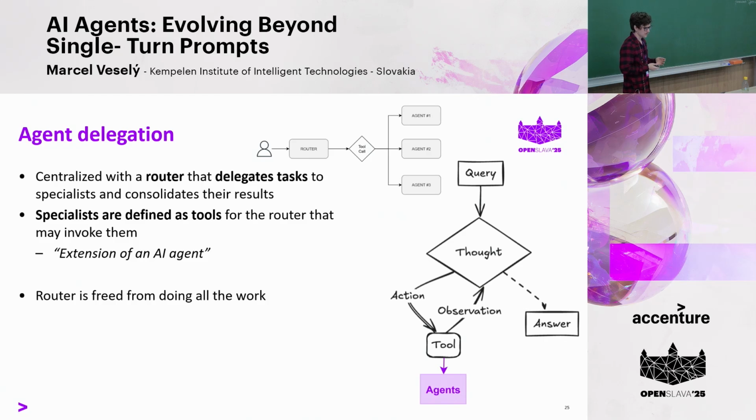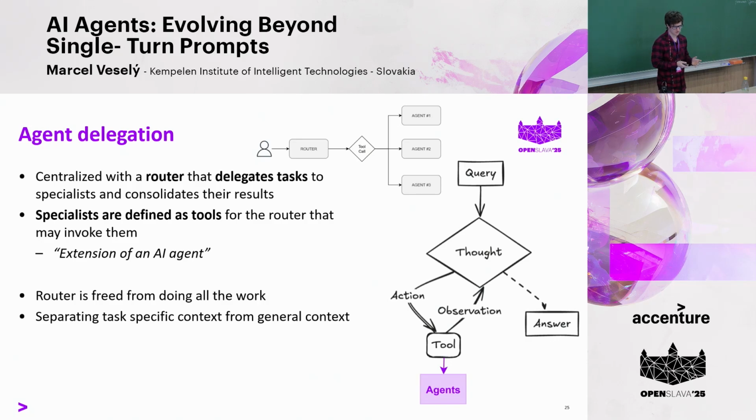And once you have this, a router is freed from doing all the work because the router outsources tasks to specialists specifically tailored to do their own task. Now a router can only focus on its own job, and that is to manage specialists or steer the conversation between the user or any other third party, depending on where your system is employed. And also, we separate task-specific context from general context.